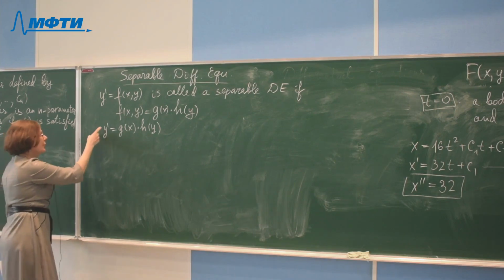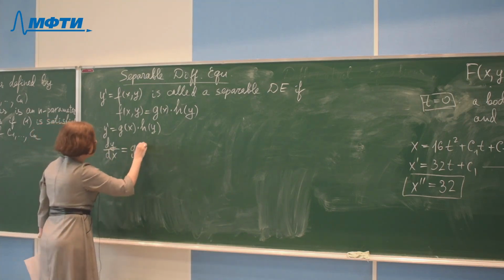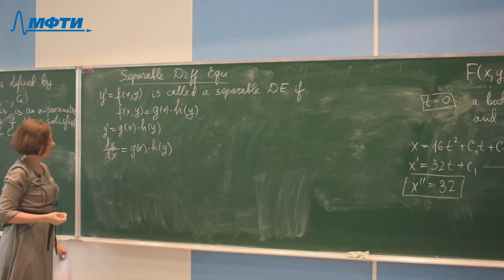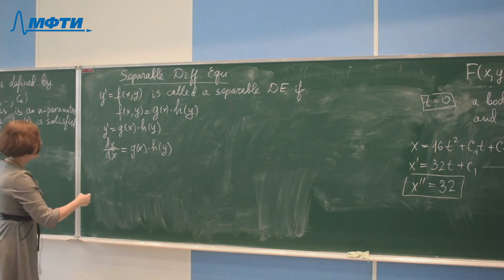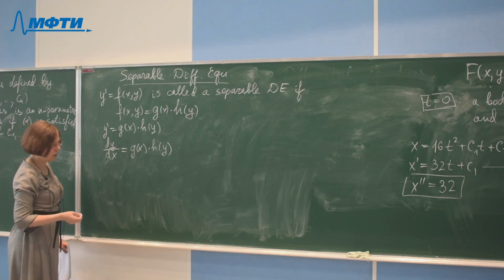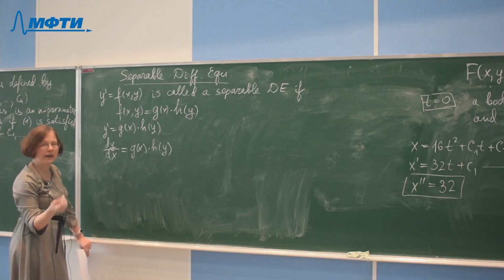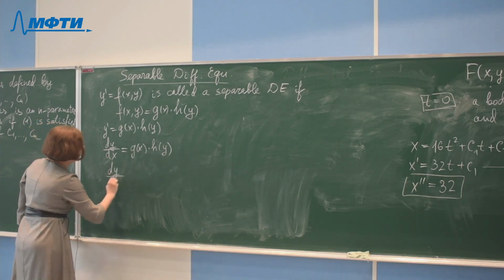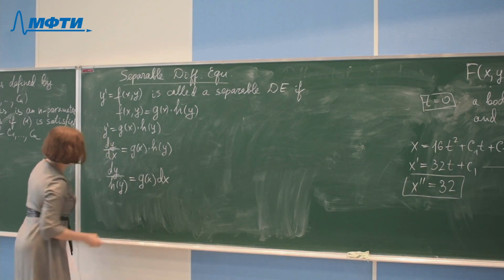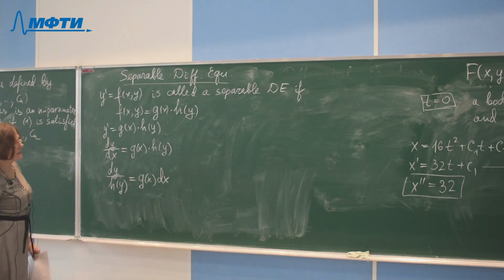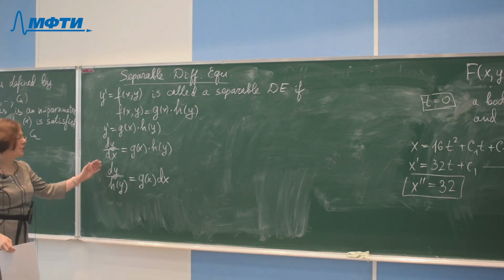To do this, we will first represent y prime as the ratio of two differentials, dy and dx. It is equal to g of x times h of y. Then we want to separate variables. This means that I want to gather all the expressions involving y on the left-hand side and the expressions involving x on the right-hand side. So I will divide by h of y and multiply by dx. Okay, so we get this.